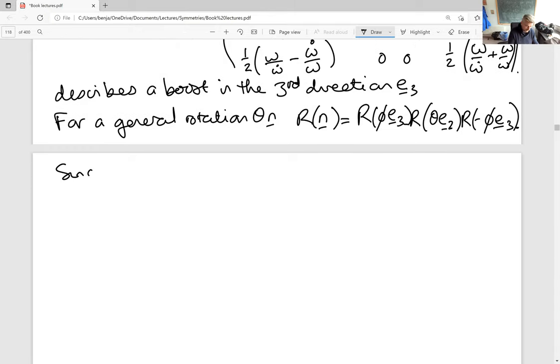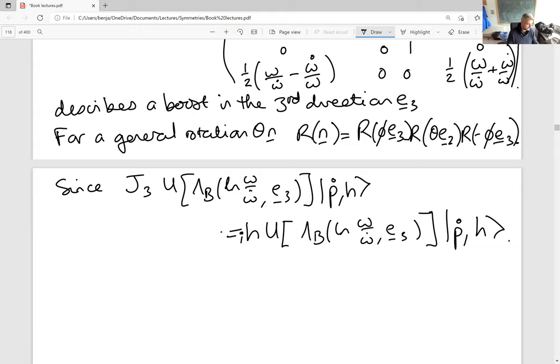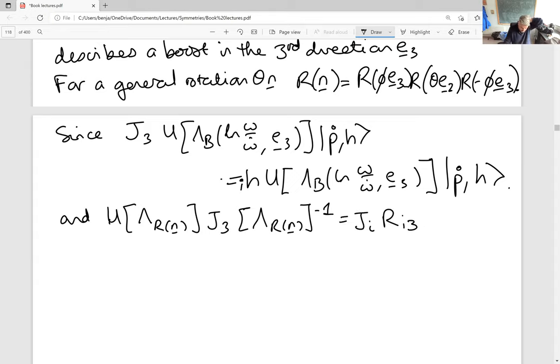Okay, so since J3 acting on the unitary operator corresponding to our boost, acting on our quantum state, is equal to h, I think it's ih, times U(Λ_b) acting on the state. So this, along with the fact that U(Λ_R(n)) J3 U(Λ_R(n))^{-1} is equal to J_i R_{i3}, then what we see is that this is equal to n·J.